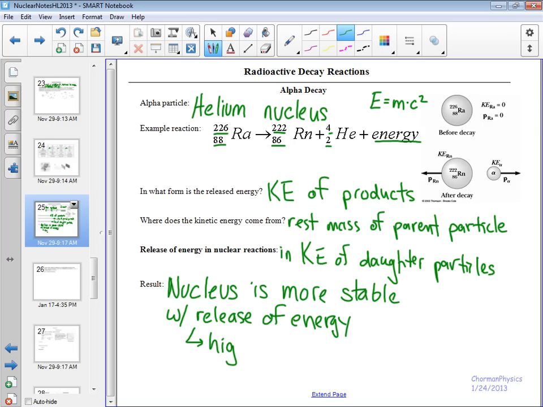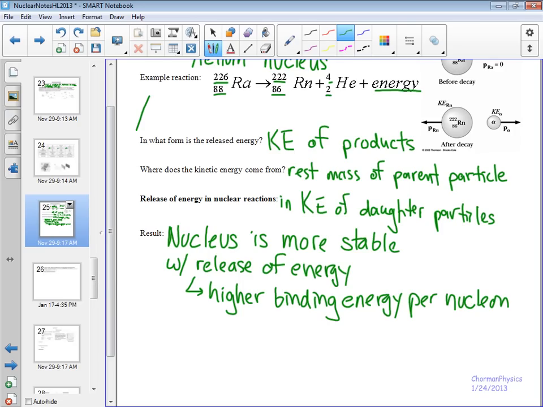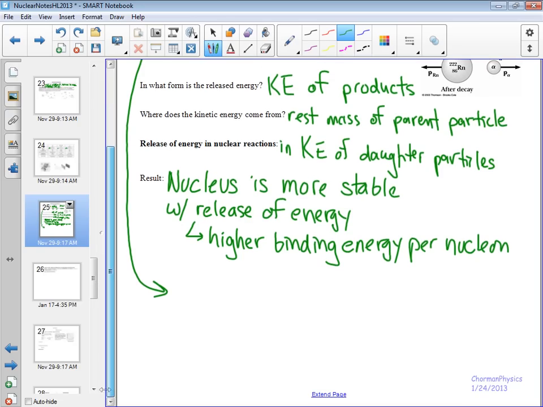And this now means there is a higher binding energy per nucleon. In other words, more energy has been released per nucleon now for it to have this configuration. So we can do this problem quite easily. The example reaction from above, if you want to include this, to actually calculate the energy released here.